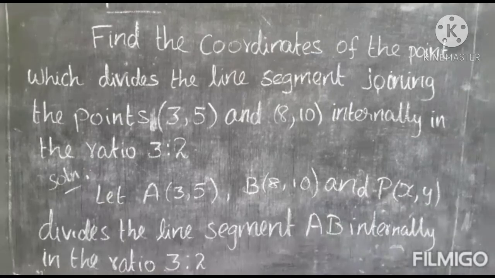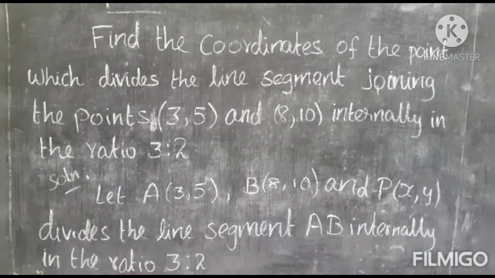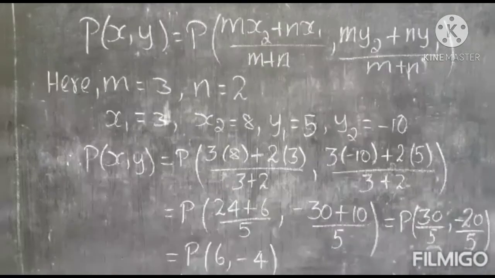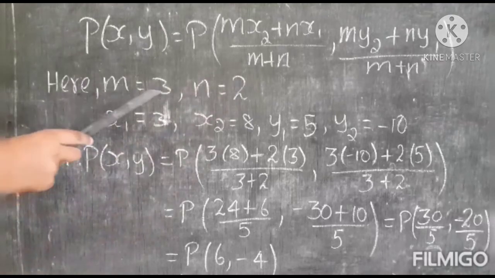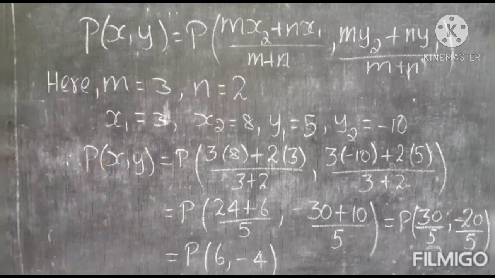Let A (3, 5), B (8, 10), and the point P(x, y) divides the line segment AB internally in the ratio 3:2. By the section formula, P(x, y) equals P of (m into x2 plus n into x1)/(m plus n), comma (m into y2 plus n into y1)/(m plus n). Here m is equal to 3 and n is equal to 2.